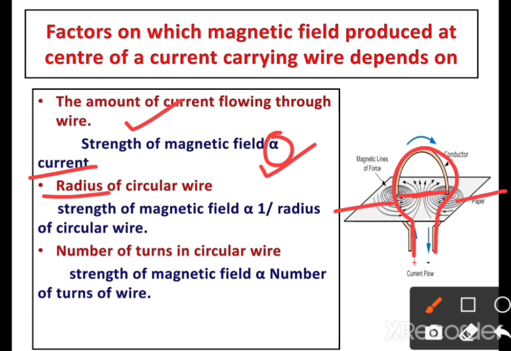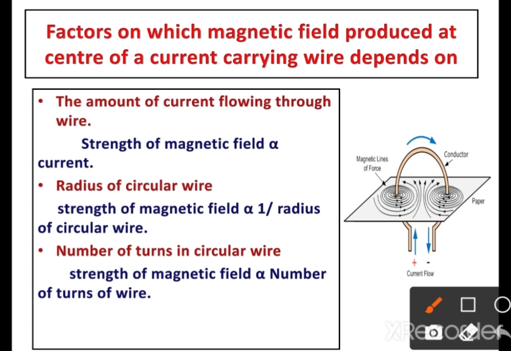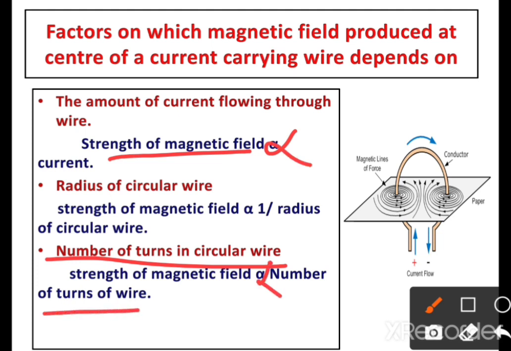So the strength of the magnetic field is inversely proportional to the radius of the circular wire. The 1 by means that it is inversely proportional to. The next one, the number of turns in a circular wire. If the number of turns in a circular wire is increased, definitely the strength of the magnetic field also increases. So the strength of the magnetic field is directly proportional to the current and directly proportional to the number of turns of wire, but inversely proportional to the distance. Here the radius is nothing but distance.